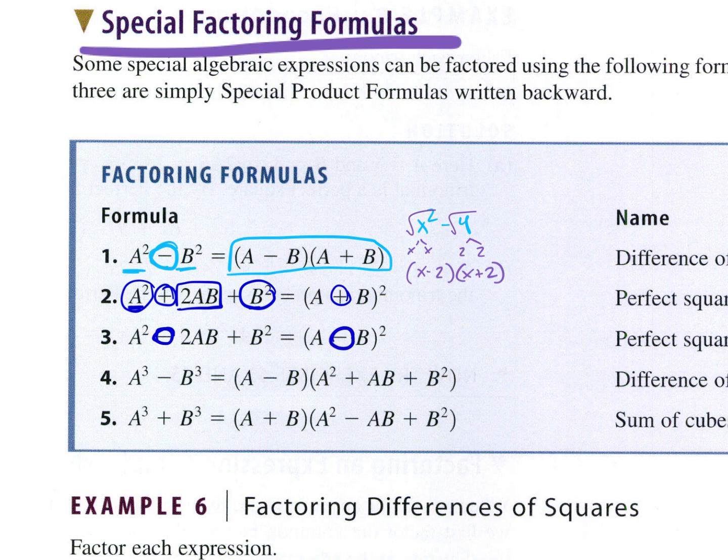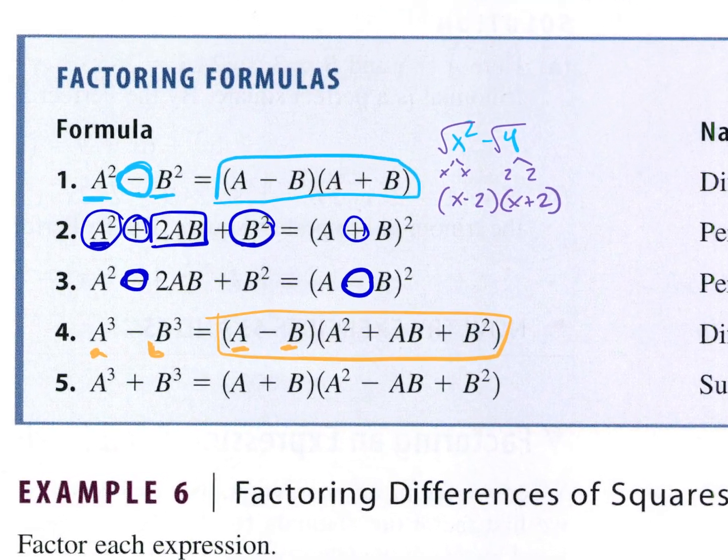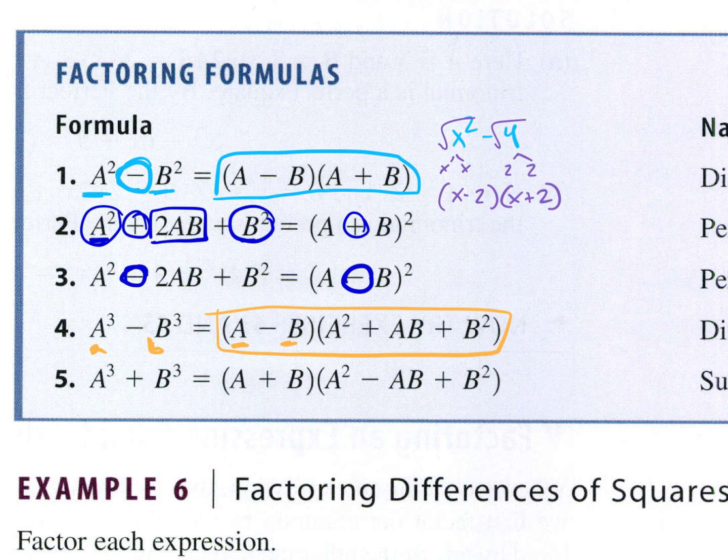And then we also have perfect cubes. So the difference of cubes factors into this. We'd have to figure out what our a and what our b are before we would cube it, and then we plug those in. So it'd be a minus b times a squared plus ab plus b squared. And then when you have the sum of cubes, it's the same thing, but the signs are different.